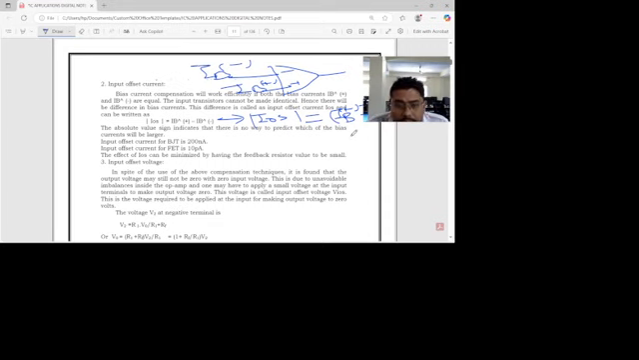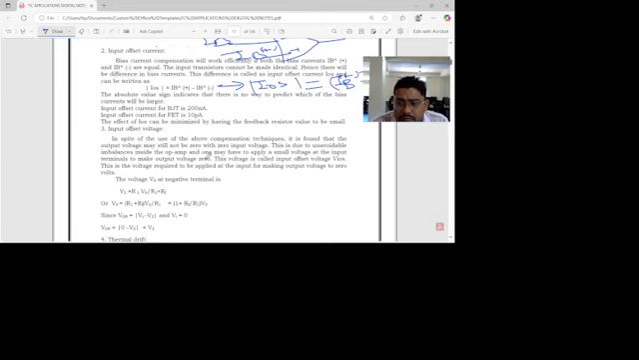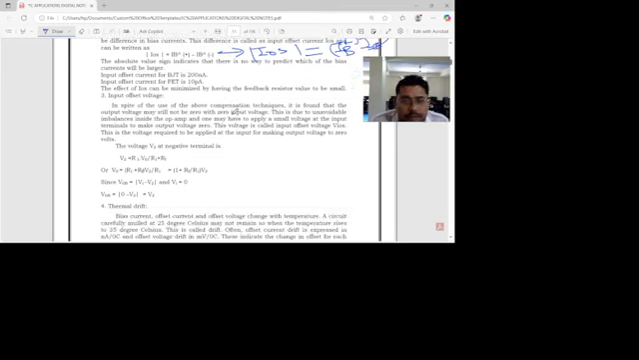In the case of BJT, it must be 200 nanoamperes. In the case of FET or MOSFET, it must be 10 picoamperes. This effect can also be minimized by keeping the feedback resistor value small. If very small feedback resistors are provided in op-amps, this value can be minimized.